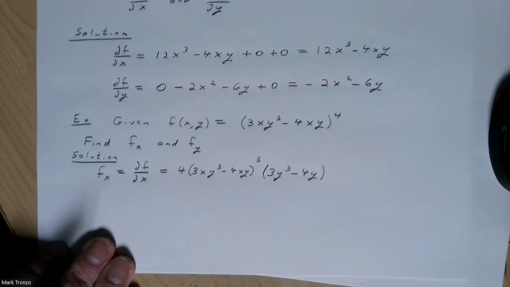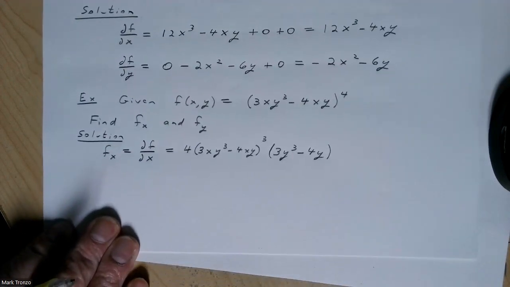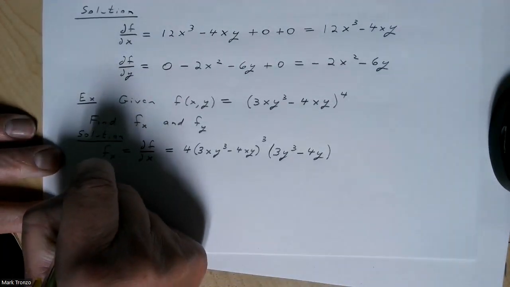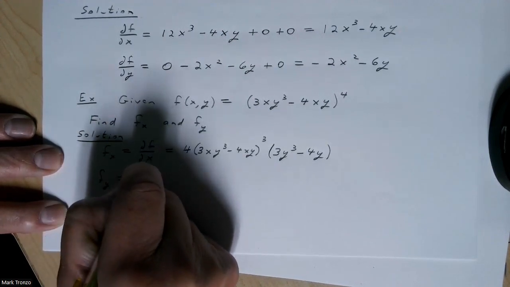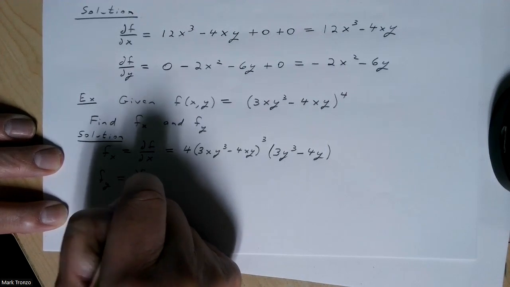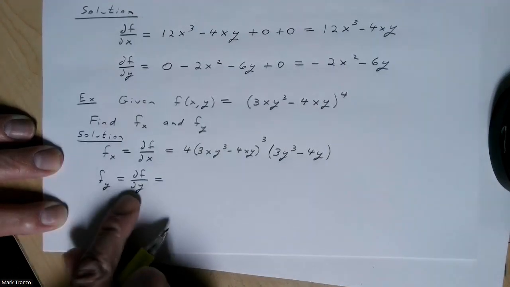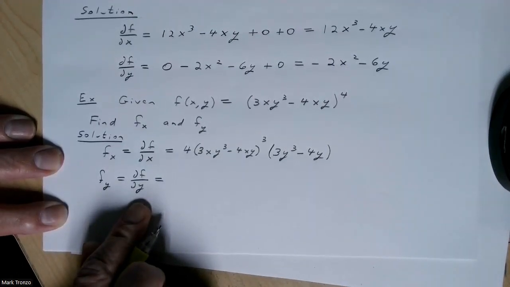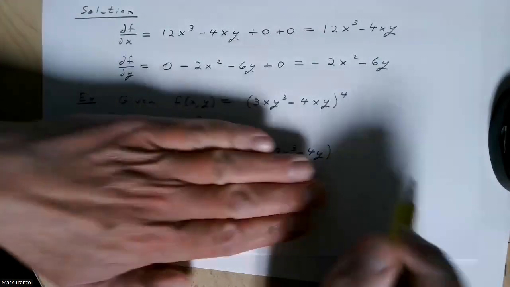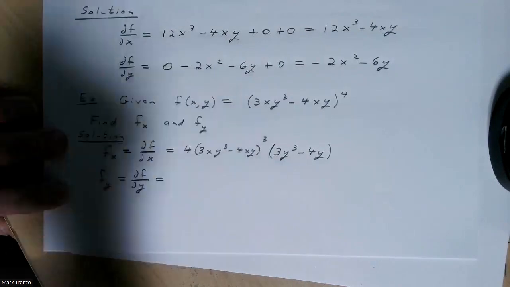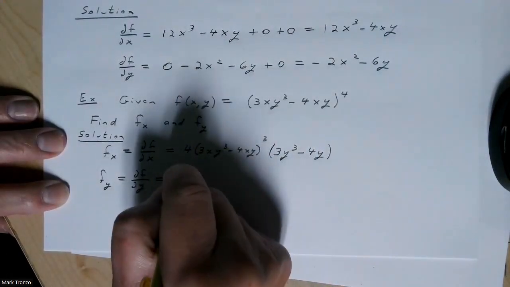So now let's do the derivative with respect to y. And just to remind ourselves, fy means the derivative of the function with respect to y. Again, we're holding everything else, any other variables, as constants. We're treating them as constants. So again, going back to here, bring the 4 down.